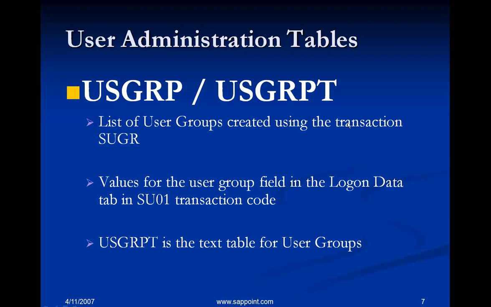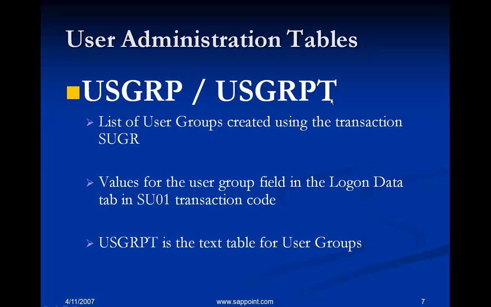Now in the logon data tab, when you create a user ID, you'll see a field called user group. Those user groups that you see come from the table USGRP. User groups are created by using the transaction code SUGR. So when you create a user group in SUGR, those entries get stored in the table USGRP.